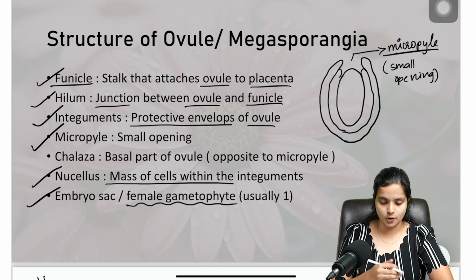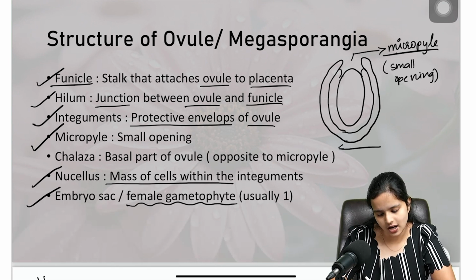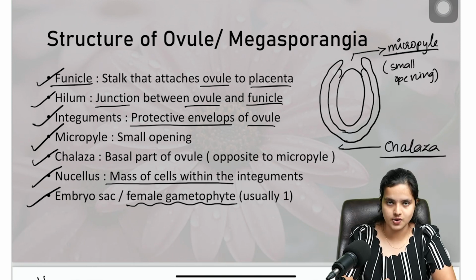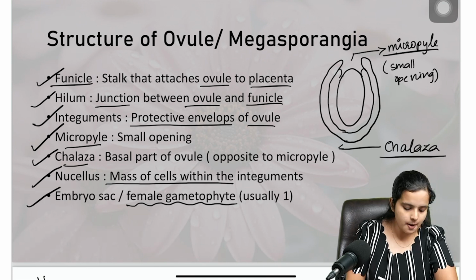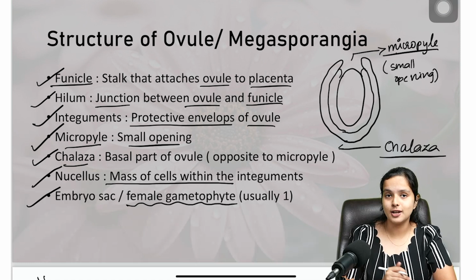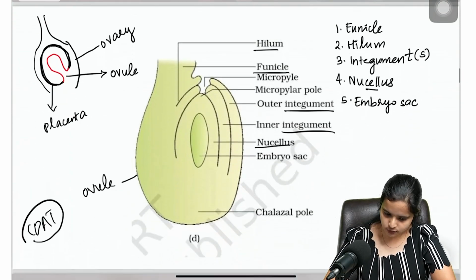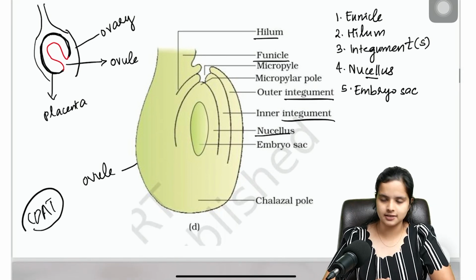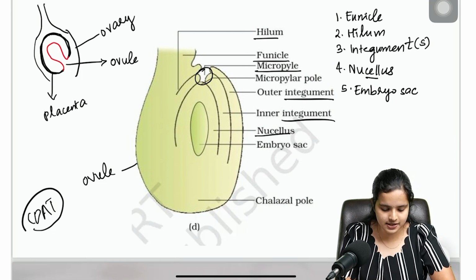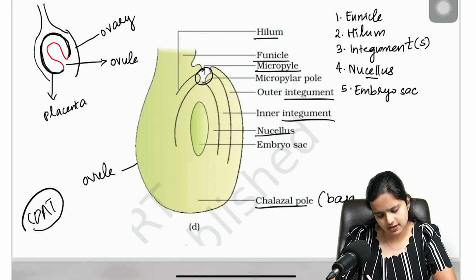And opposite to this micropyle, you have the basal part of the ovule, which is known as the chalaza. So you have two more terms which I have now discussed: the micropyle and the chalaza. Micropyle is the small opening where there are no integuments and it is easy to enter. And the chalaza is the basal part, lying opposite to the micropyle, right? I'll show you the figure in your NCERT textbook. Here you can see the micropyle, a small opening where integuments are absent, and then you have the chalazal pole, which is the basal part of the ovule.